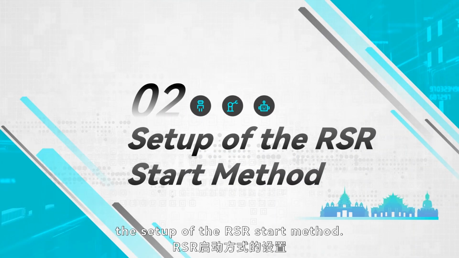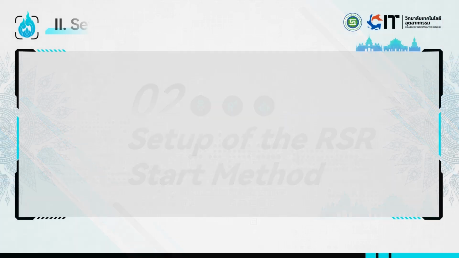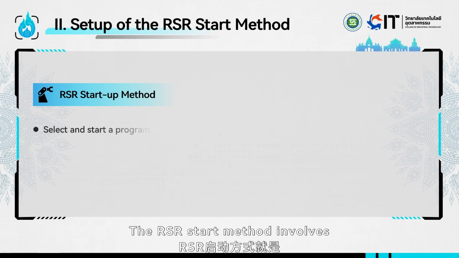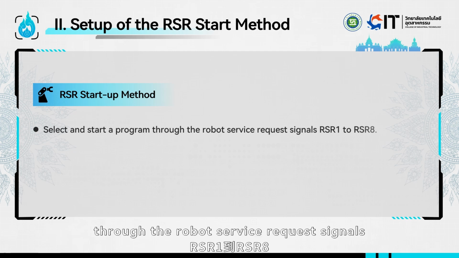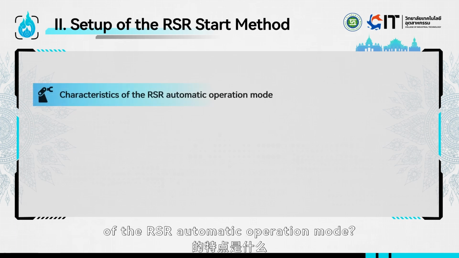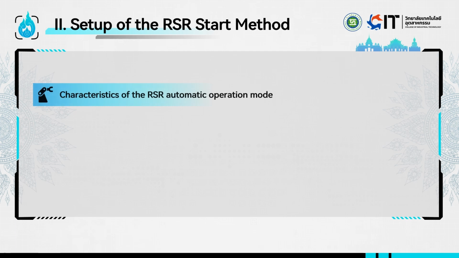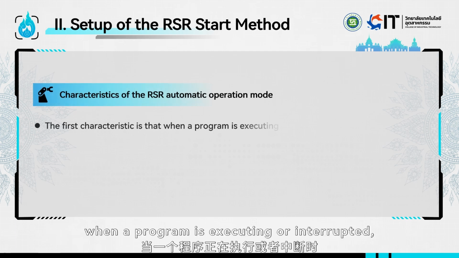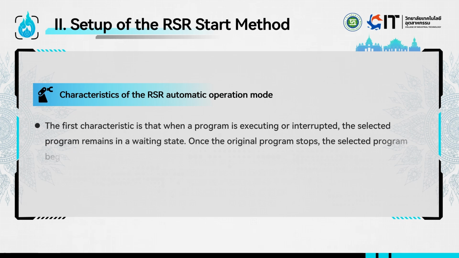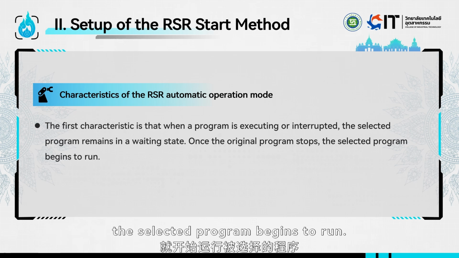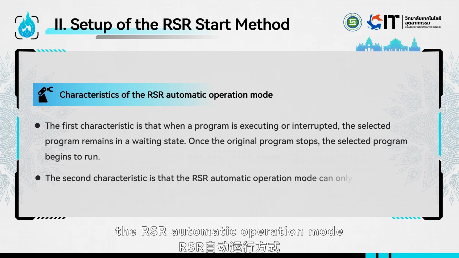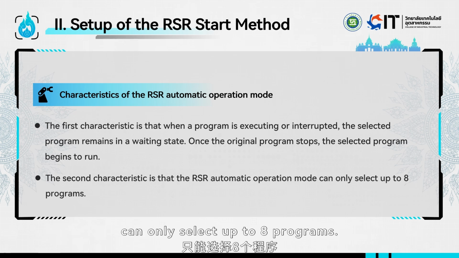Next, let's learn about the setup of the RSR start method. First, what is the RSR start method? The RSR start method involves selecting and starting a program through the robot service request signals RSR1 to RSR8. What are the characteristics of the RSR automatic operation mode? The first characteristic is that when a program is executing or interrupted, the selected program remains in a waiting state. Once the original program stops, the selected program begins to run. The second characteristic is that the RSR automatic operation mode can only select up to 8 programs.